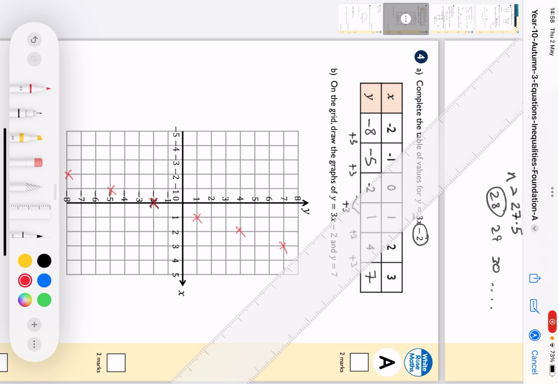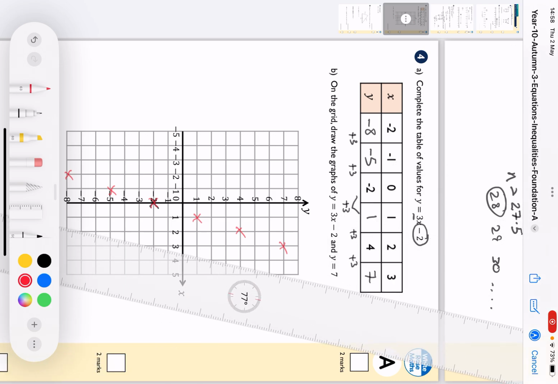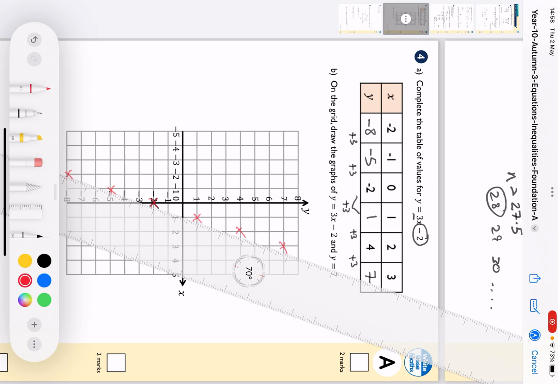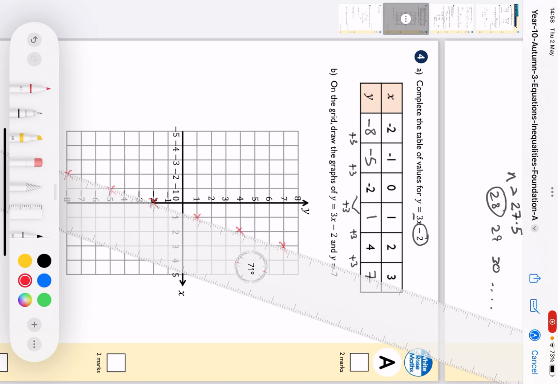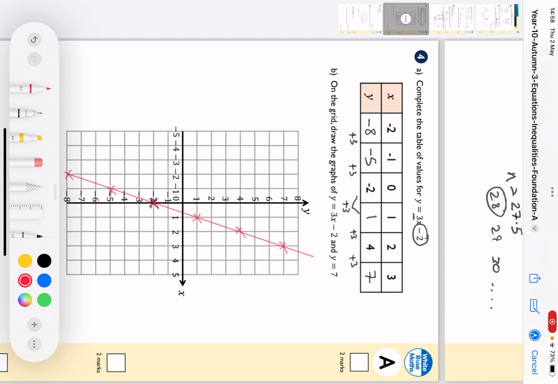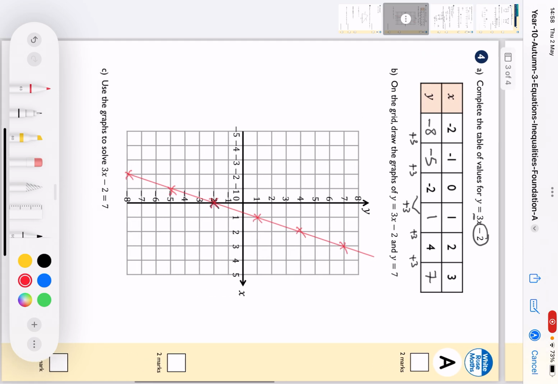What I would then do is get my ruler, which if I line it up correctly, which I do need to do because it's asked me to draw the graph, there is my graph. So let's go to that. So there's my graph.